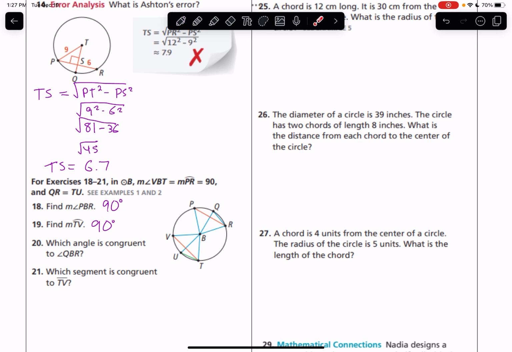Which angle is congruent to angle QBR? So QBR is this one right here. And I know that QR is equal to TU. So since the arcs are congruent, the angle UBT is also congruent. So angle UBT. And then which segment is congruent to TV? So here's TV. The segment that is congruent to that one is going to have the same central angle. So this angle right here. So that'll be PR.